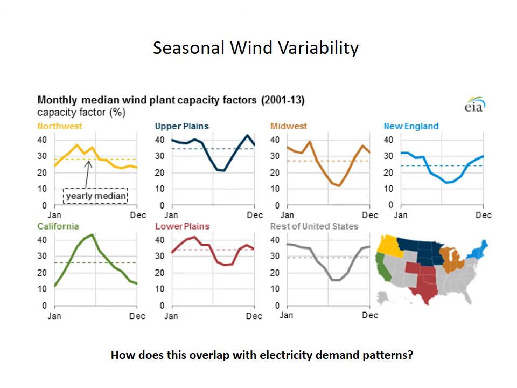And that's what I was just referring to. This shows seasonal wind variability as a function of geography. In the Northwest, and the West Coast in general, it looks a bit different than the rest of the United States and the East Coast. But every region is a little bit different, and you have to think about how this naturally overlaps with electricity demand patterns to figure out how useful wind is at meeting seasonal changes in electricity demand as well.